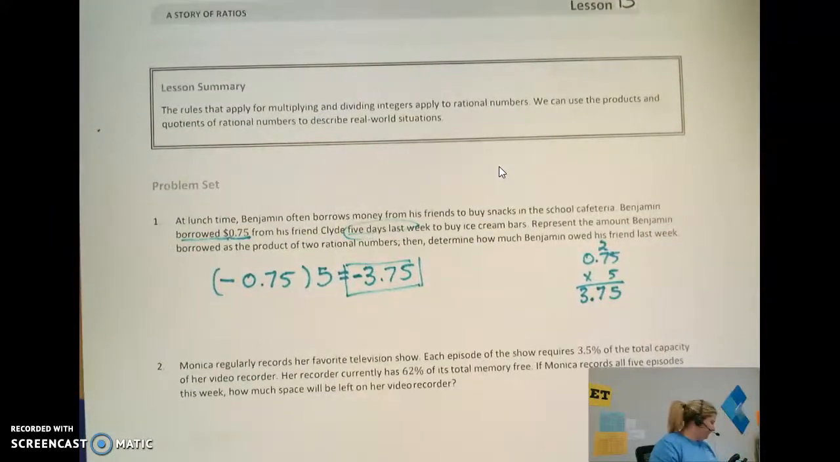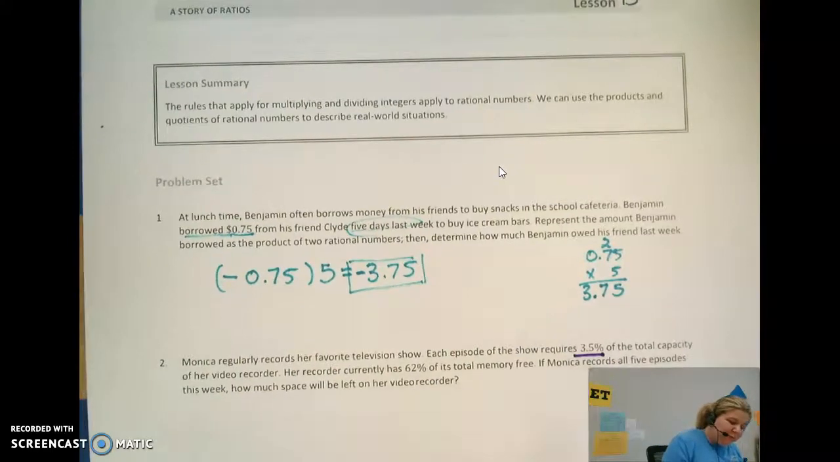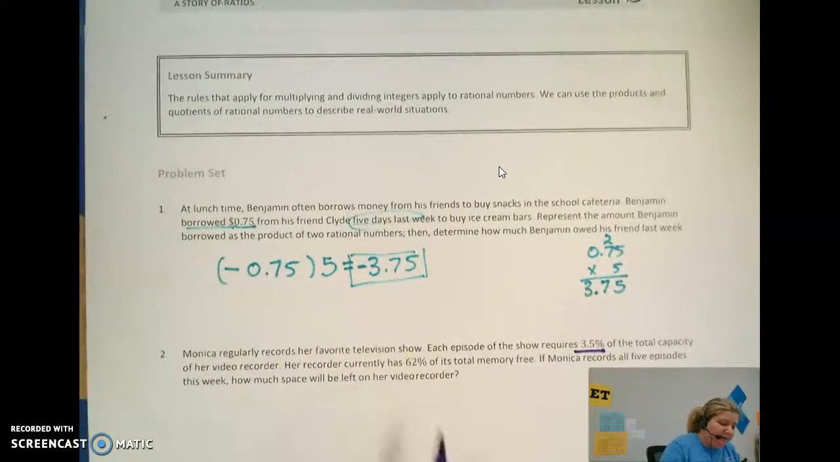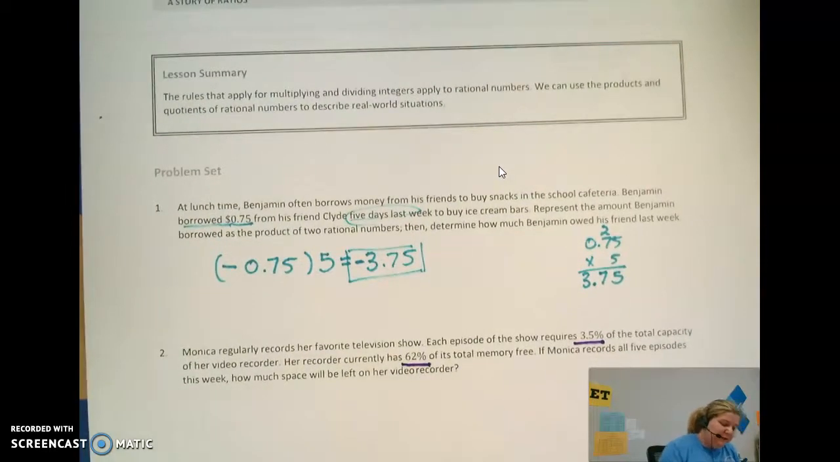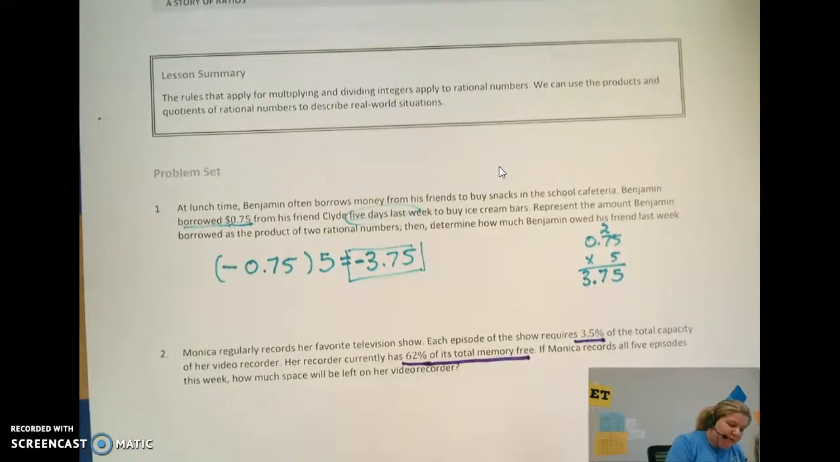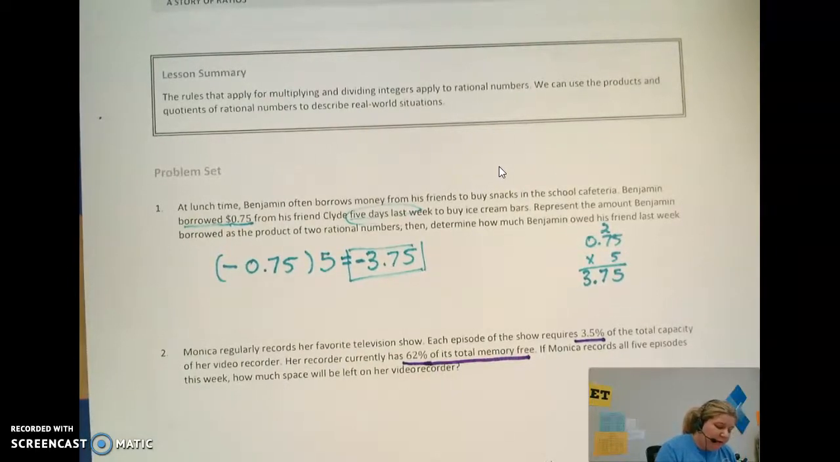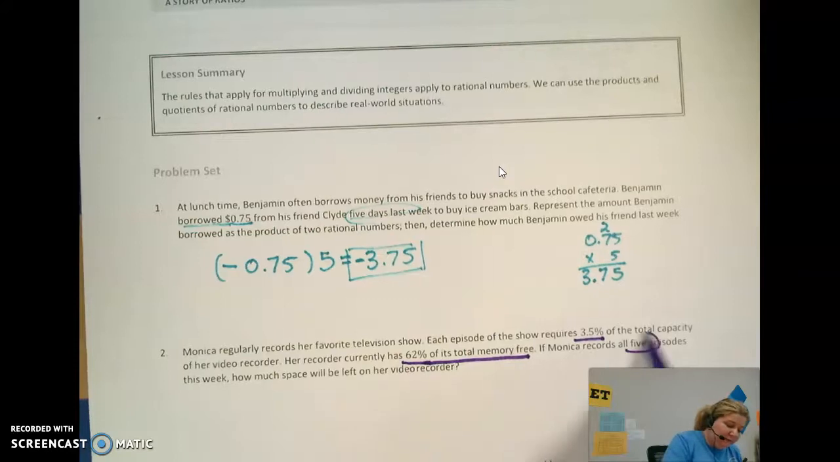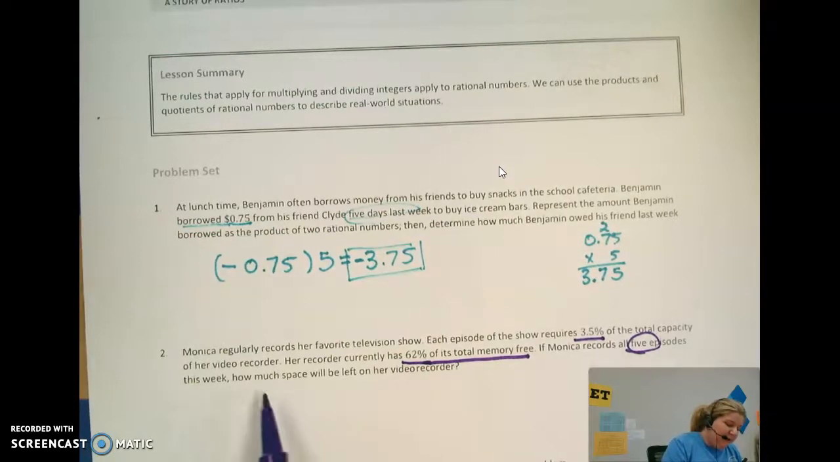Number 2. Monica regularly records her favorite television show. Each episode requires 3.5% of the total capacity of her video recorder. Her recorder currently has 62% of its memory free. If Monica records all 5 episodes this week, how much space will be left?